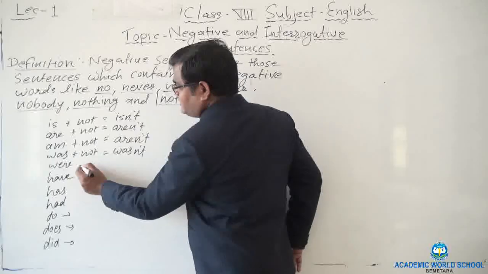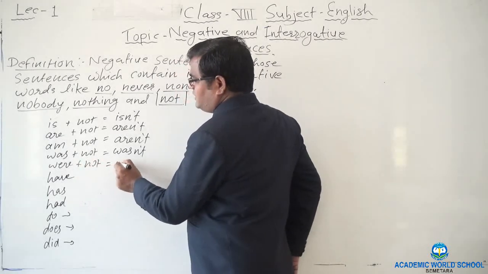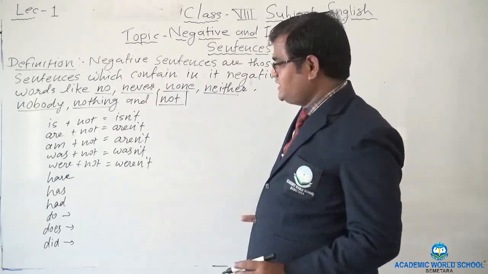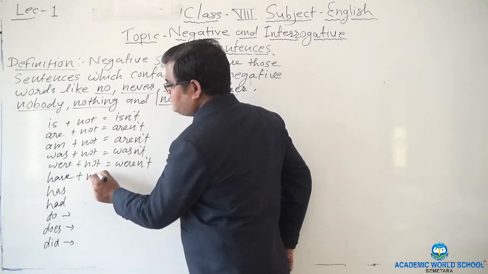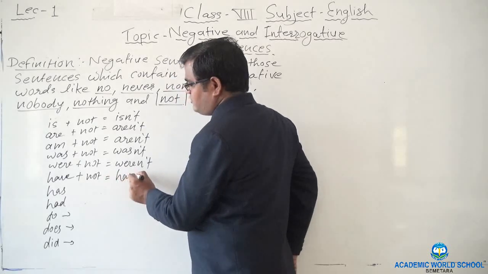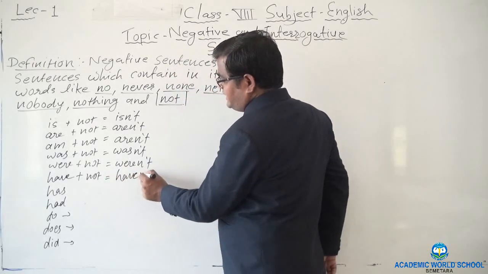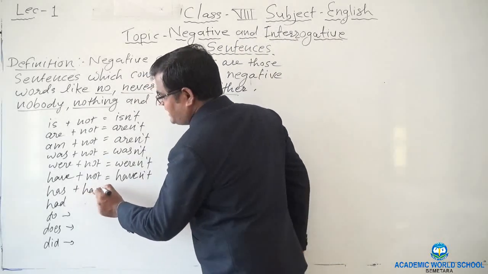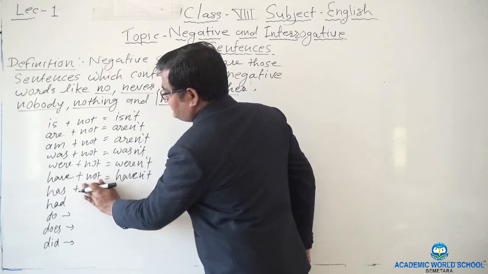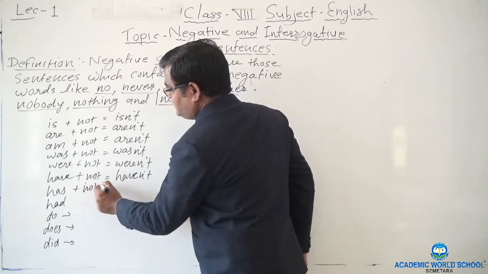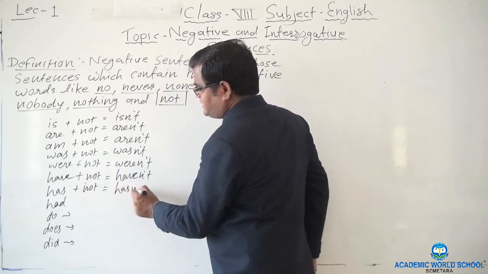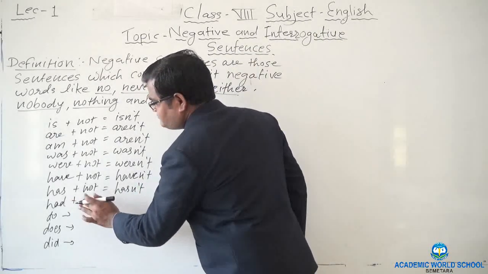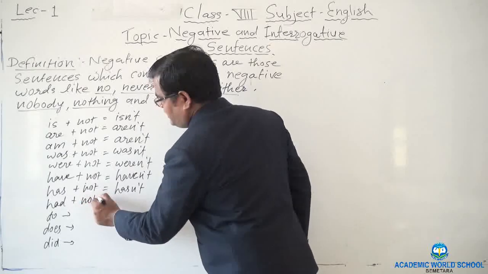Remember, so you'll never forget. Were plus not, were, apostrophe n apostrophe t. Then have plus not, have, then n, then apostrophe t, haven't. Has plus not, has, and sorry, here it is not, right? So is equal to will be there. Has, n apostrophe t, hasn't. Had plus not, hadn't.